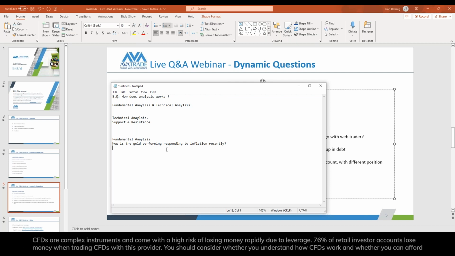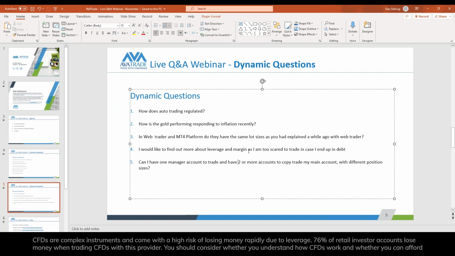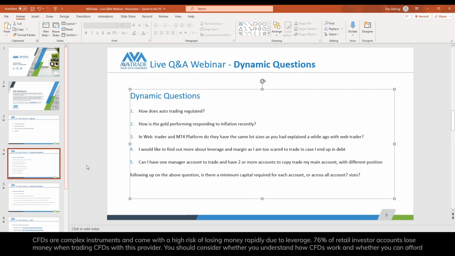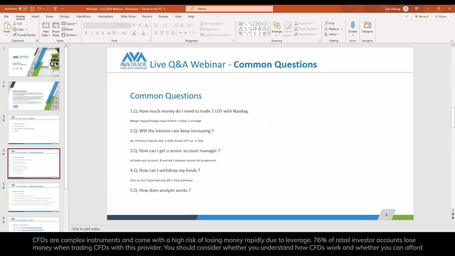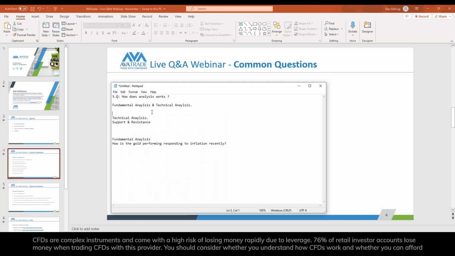Just a second, following up a question above: is there a minimum capital required for each account or all across the accounts? Let me see if I can join your question with your previous one. I hope that I will remember to combine them, otherwise you can remind me. And we're going to answer both of the questions.